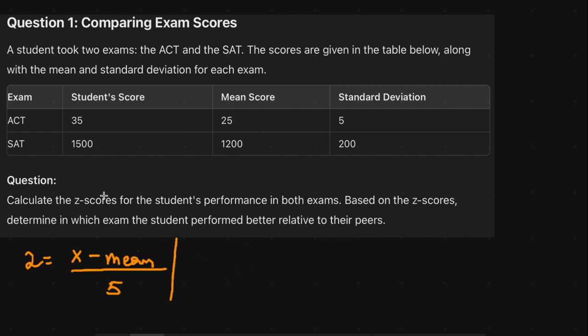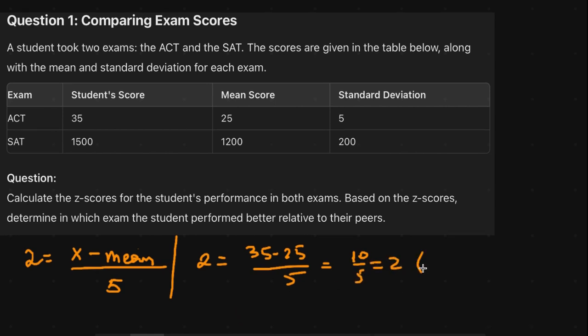So let me find the z-score of this student on the ACT. To find the z-score, I use the formula that I've just written. So 35 minus 25 over 5 gives me 10 over 5, which is just 2. So this is the z-score for the ACT exam.